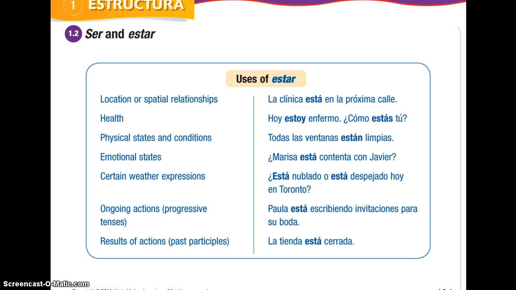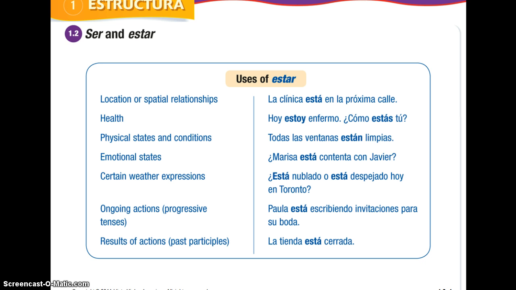Estar obviously is used in different situations, and here they are with examples. Location and or spatial relationships. La clínica está en la próxima calle. Our health conditions. Hoy estoy enfermo. ¿Cómo estás tú? Any physical states and or conditions.